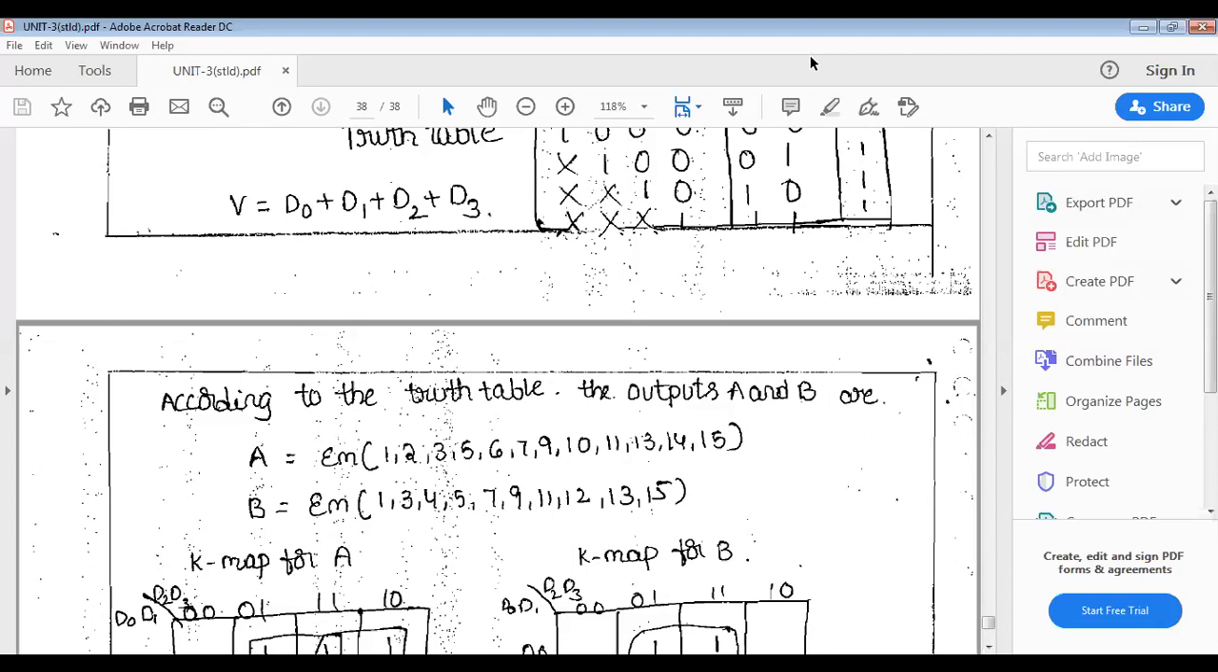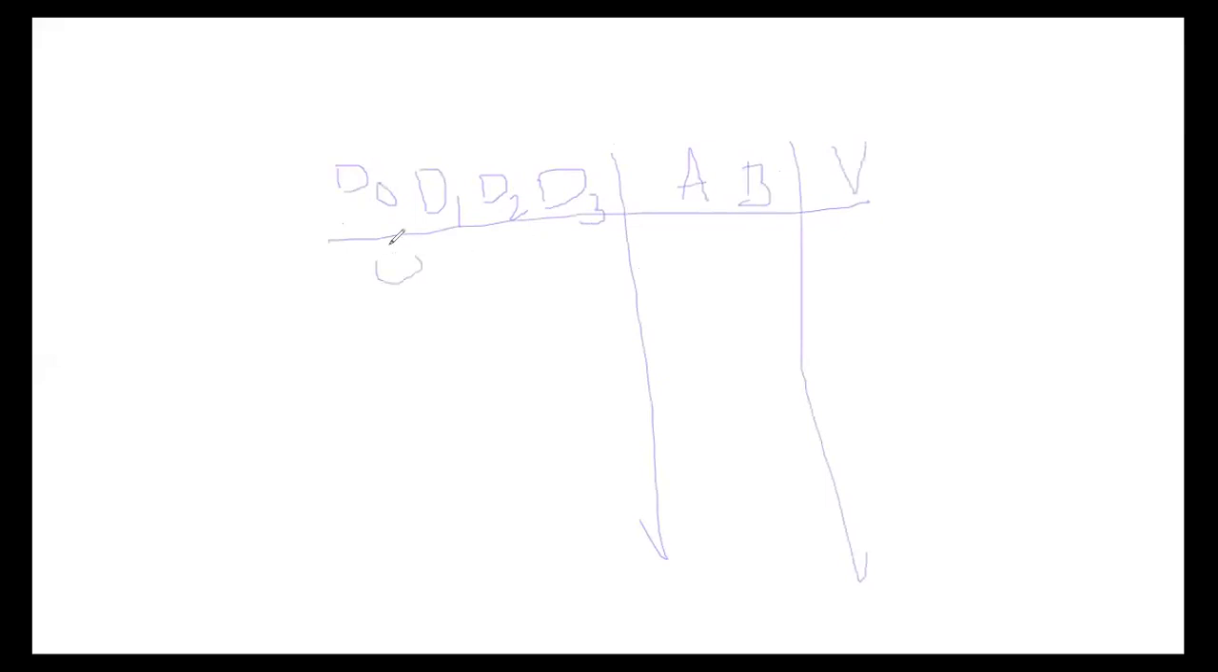You see here, we got A value, D0, D1, D2, D3, and AB values, and V is the input. If all the inputs are the zeros, irrespective of the inputs A and B, the valid bit is a 0. And D0 is 1 and the rest 0, 0, 0, it is a 0, 0. The valid bit is a 1.